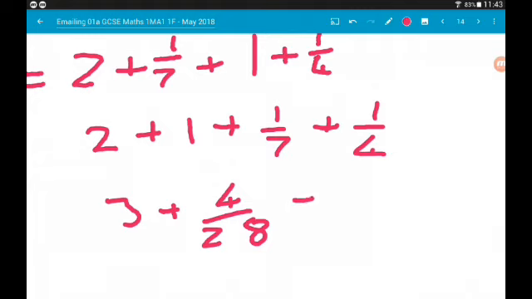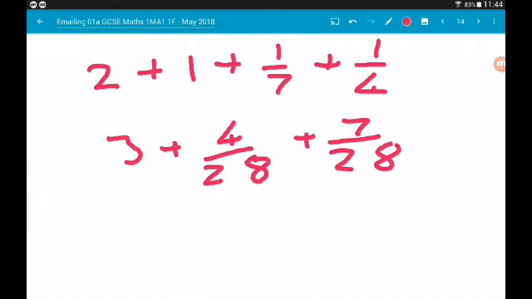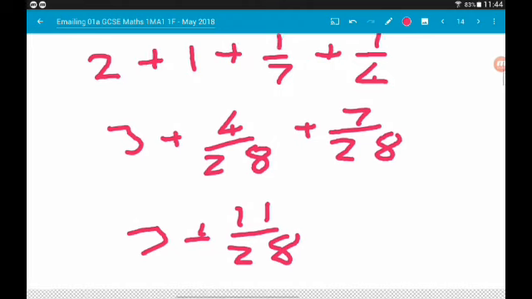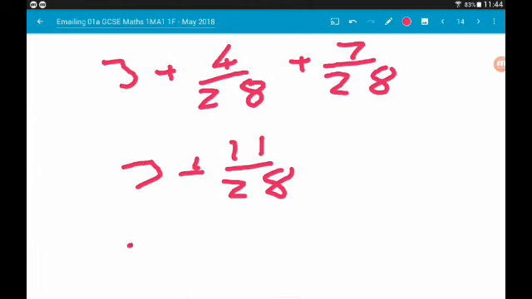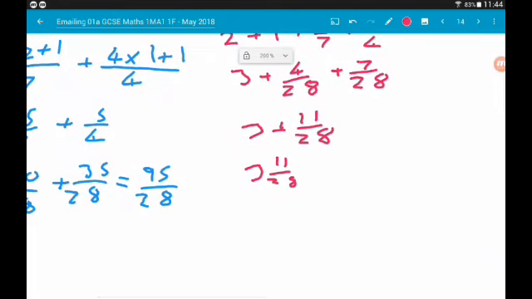And 1/4 is 7/28. So if we add those together, we've got 3 add 11/28. So as a mixed number, our answer is 3 and 11/28, which is exactly the same as the improper fraction we just worked out. They're just in slightly different forms. So it's a nice little cheat. It does work. If you want to use it, make sure you practice it.